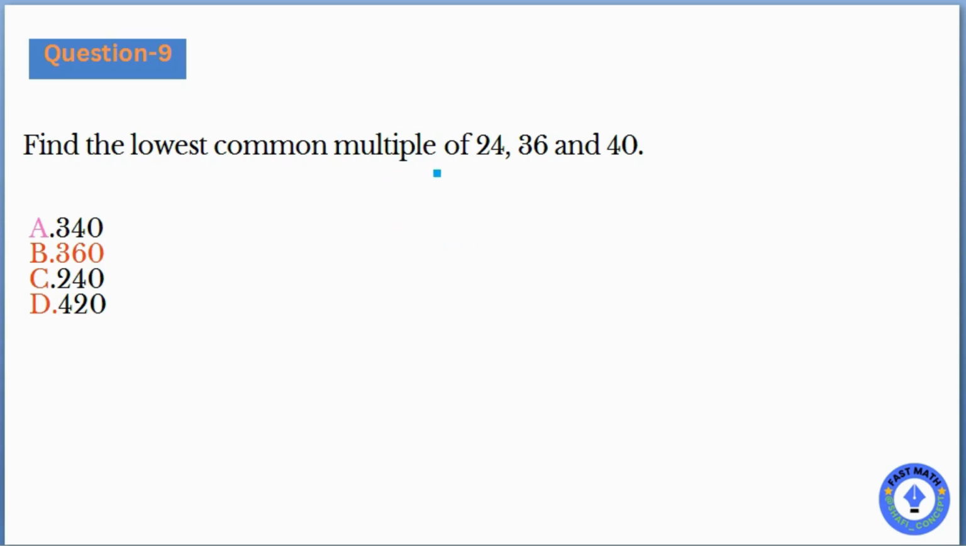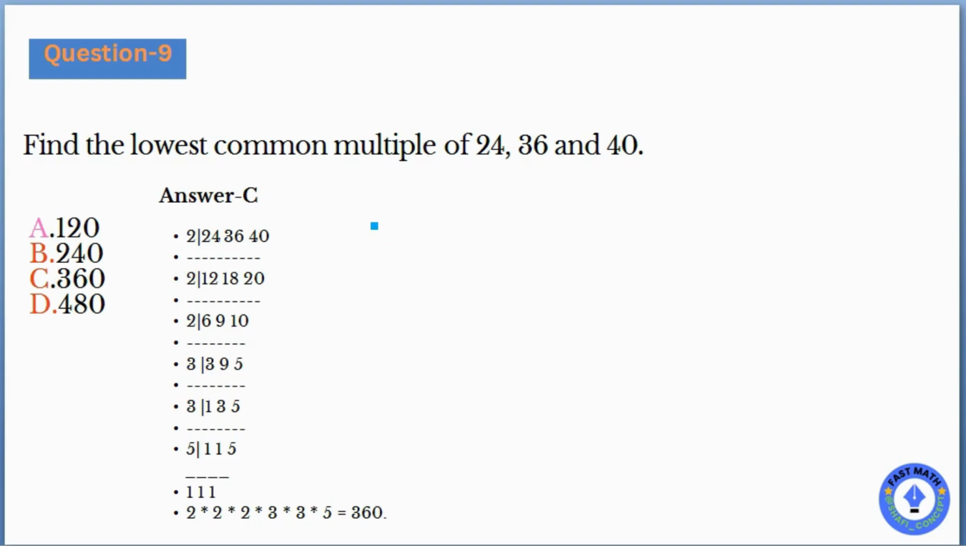Let's find out the lowest common multiple of 24, 36 and 40. That is nothing but LCM. The problem has been asked. Let us discuss the conventional way of doing this one. What is the conventional way?